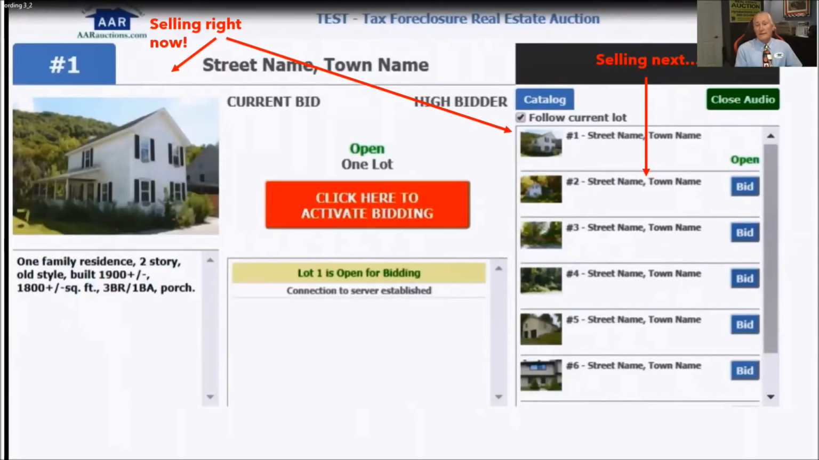On the right side, we're showing you what we call the catalog view. And this is the list of properties beginning with the one on top that says open. That's the property that's being sold right now. And then the list of properties below that, those are all the properties that are going to follow. So there's really never any confusion as to what's being sold. It's the largest image, the largest box, and that's the only one you can click on. We do give you an opportunity to scroll ahead and see what's coming so that you're fully aware and fully ready to be engaged with the bidding process.